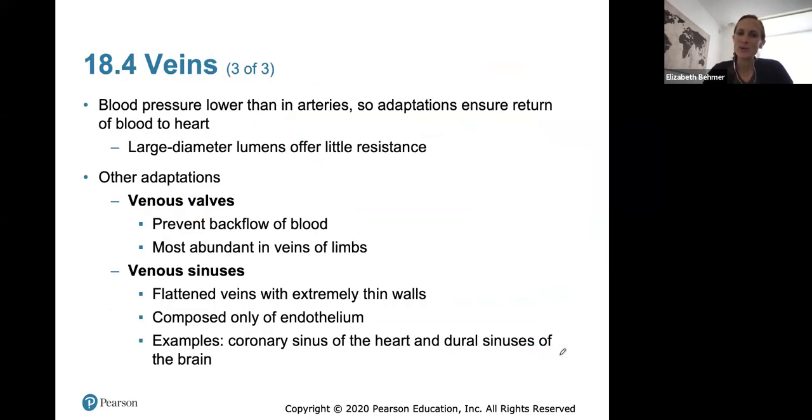Veins then, blood pressure will always be lower in veins than in arteries, so adaptations to ensure return of blood flow to the heart are needed. Because blood pressure is always much lower in veins, how can veins work against gravity to get the blood back up to your heart? Well, they have a couple adaptations. We have venous valves, which prevent backflow, and they'll be most abundant in your legs. And then venous sinuses are flattened veins with extremely thin walls. They're only composed of endothelium, and we'll find those in some areas of the heart and the brain.